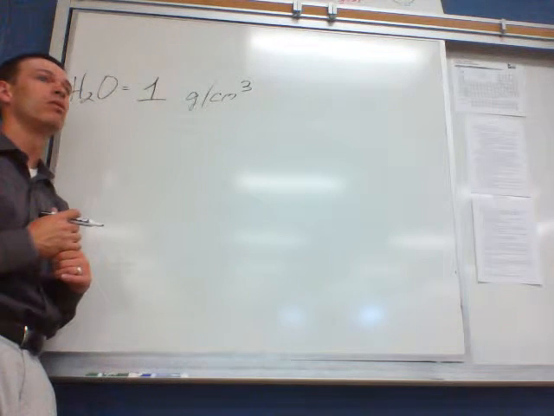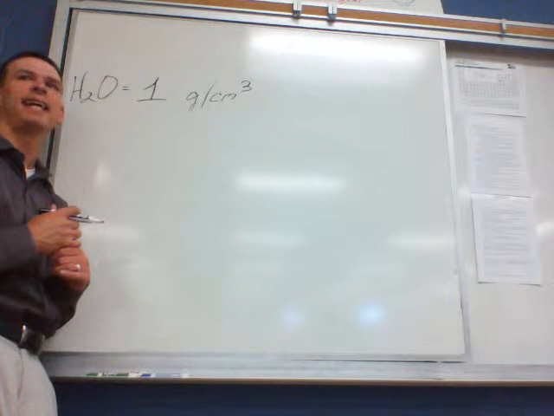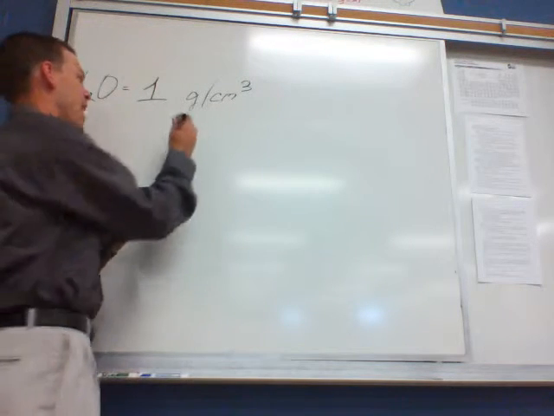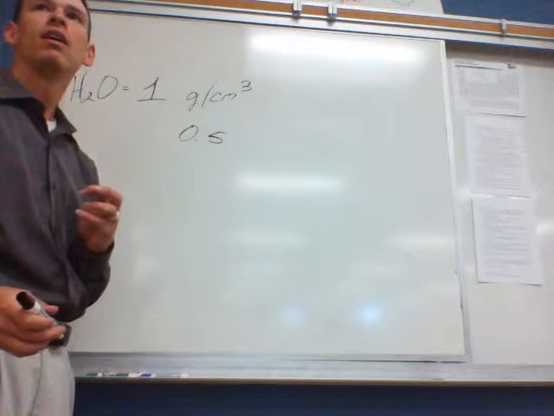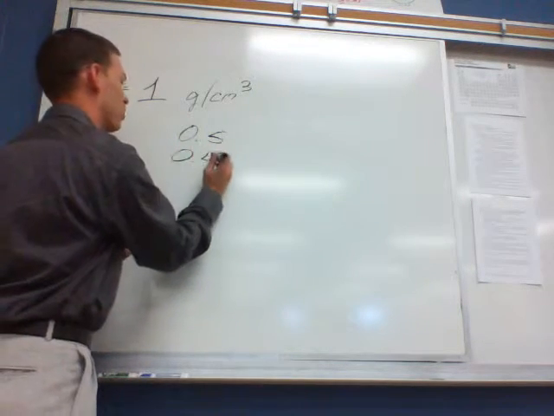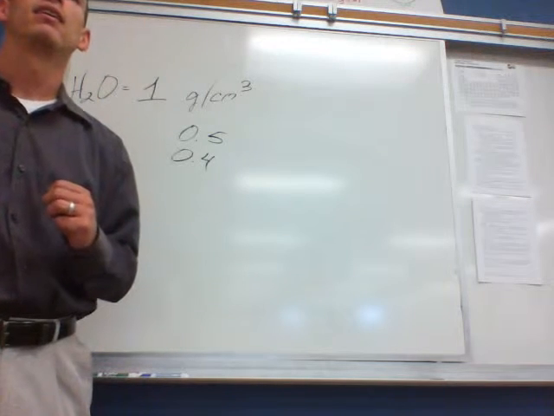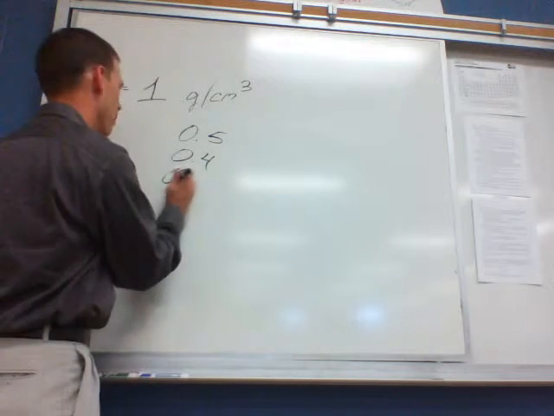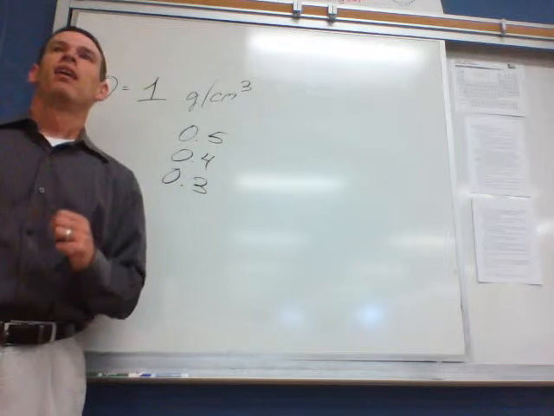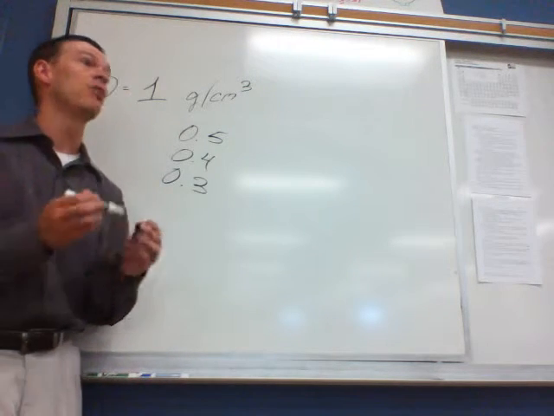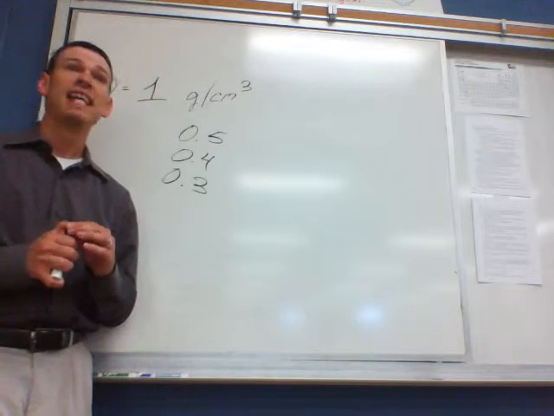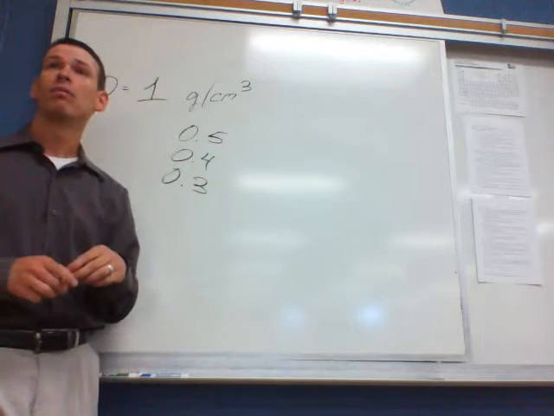Not 2. 2 would be too big. If it was 2, it'd be sinking. Ooh, 0.5. 0.5 would be good for the cork. What else? 0.4. Yeah, 0.4 is a good one. What else? 0.3. Yeah, don't be shy. I know it's early. Any number lower than 1. For something to float in water, it needs to have a density less than 1.